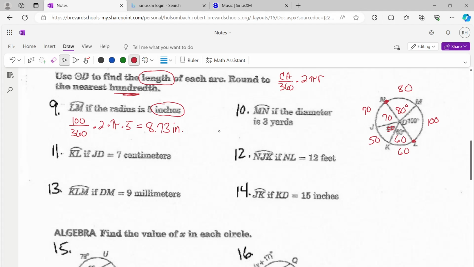Problem number 10, we've got arc MN. M to N right here. So we're going 80 over 360 times. Now they're giving you the diameter. All right, so our other formula for circumference is pi times the diameter. So we've got 80 over 360 times pi times the diameter, which in this case is 3.